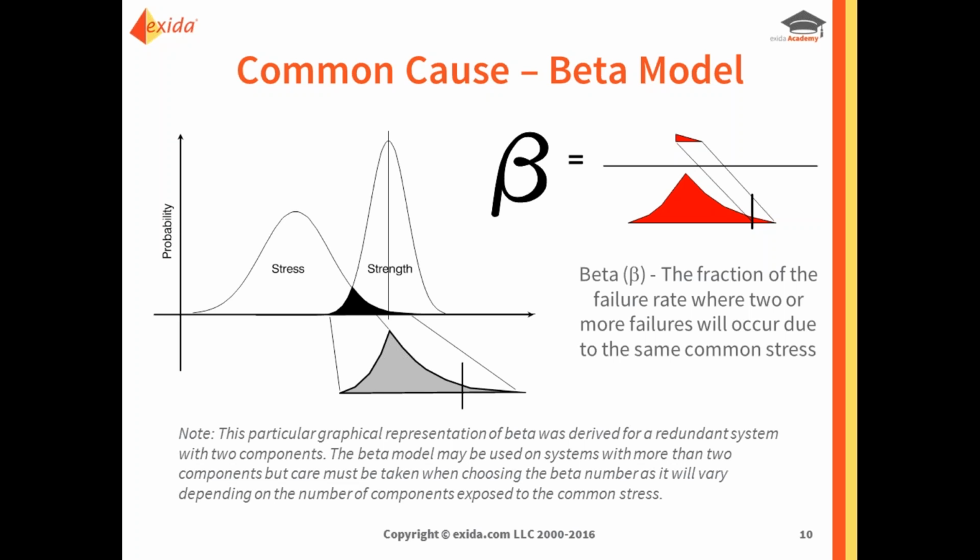Now, this is a fraction of a failure rate. That doesn't mean, and we'll see that on the next slide, that there are additional failures that are common cause failures. No, these are typical failures that are part of a product. If you use that product in a non-redundant, single configuration, those failures will occur. But if there's redundancy, multiple units will fail at the same time due to that single stress. So that's a way to look at it. Beta is the fraction of the failure rate where two or more failures will occur due to the same common stress.